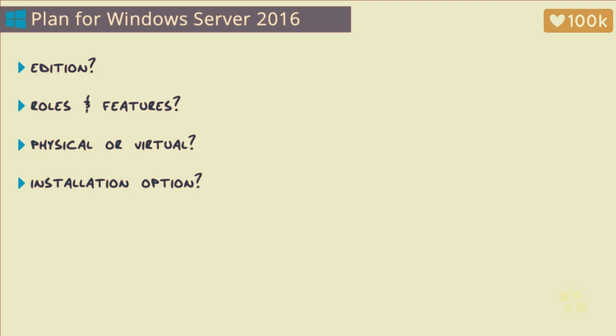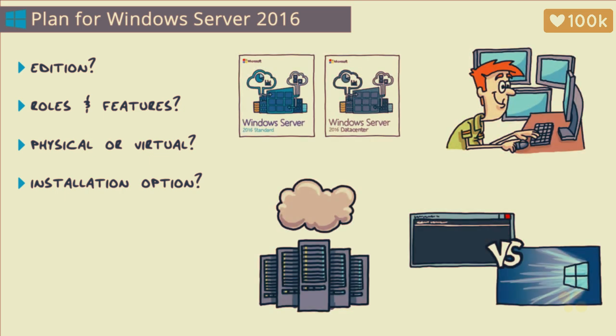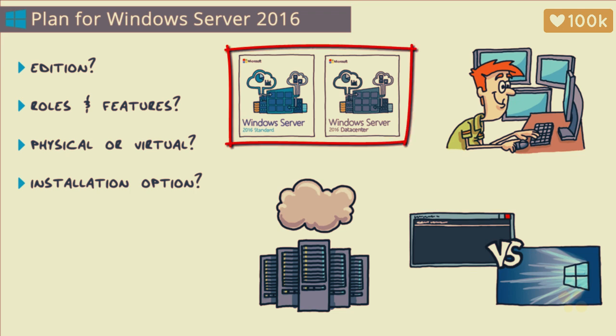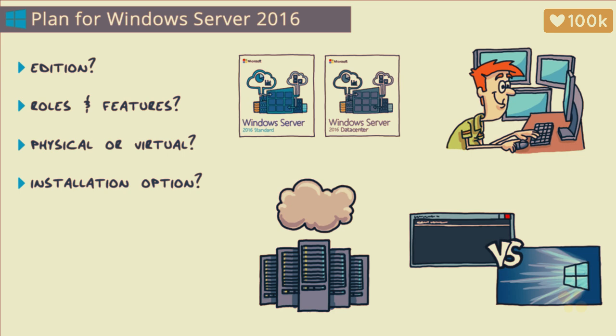Breaking out a Word document or good old-fashioned pen and paper can really go a long way in helping you understand the requirements for each individual server that you're standing up in your infrastructure. Documenting these 4 questions will help you understand the kind of machine you're building, the resources it will require, and how you're going to manage it. First up, we have editions. There are 6 different flavors of Server 2016, the most popular being Standard and Data Center. We'll go over all 6 of them here shortly.